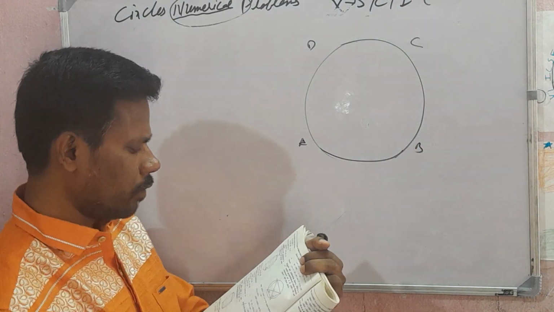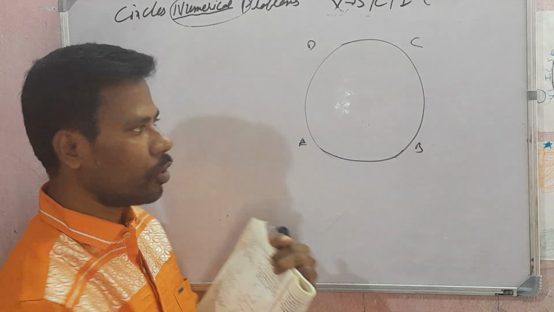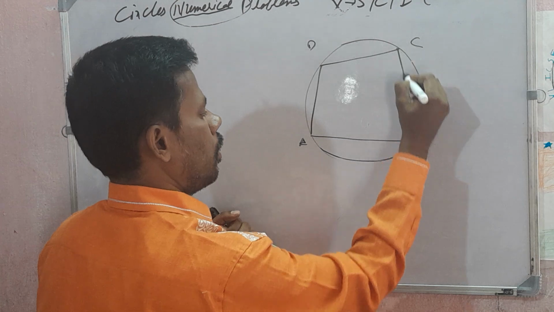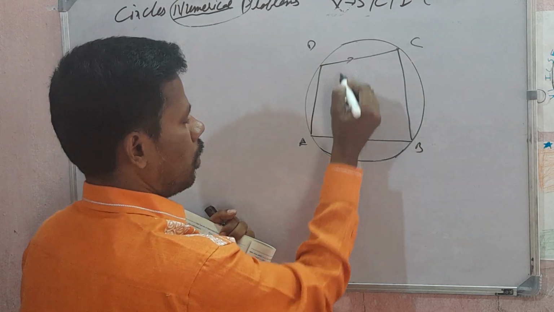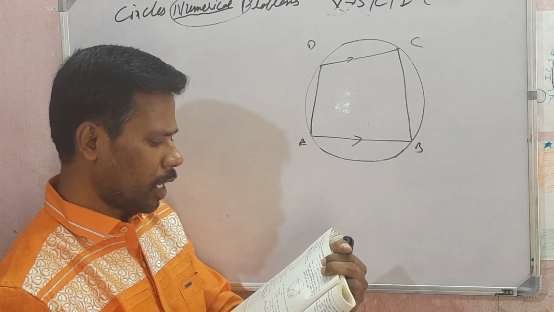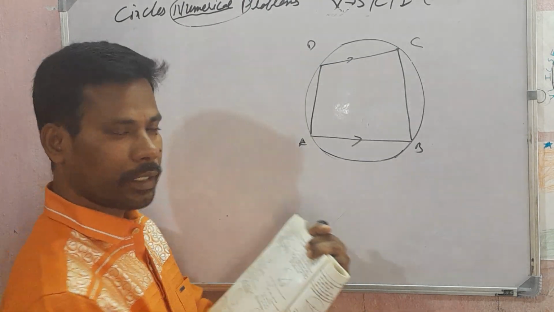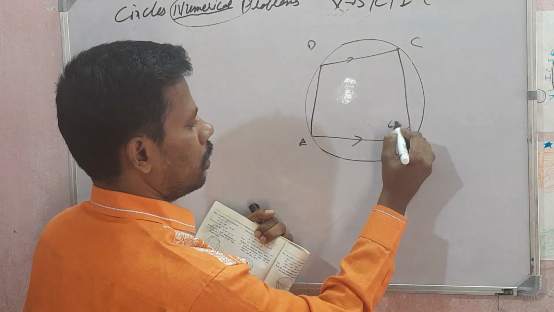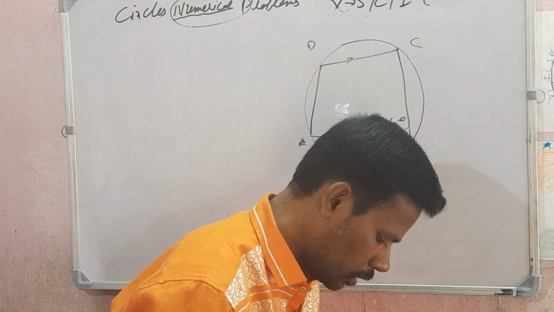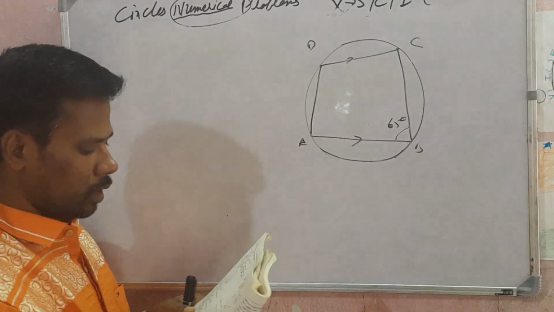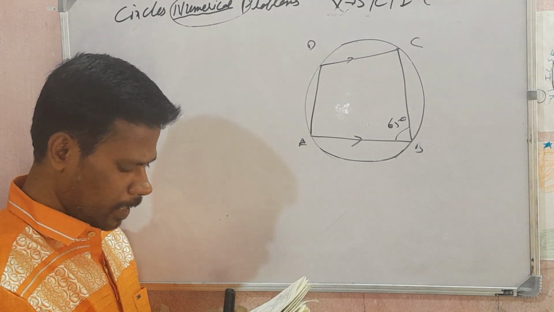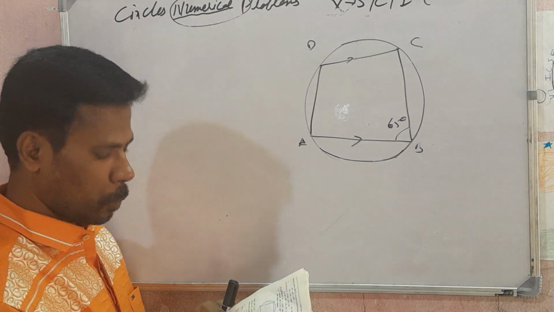ABCD is a cyclic quadrilateral in which AB is parallel to CD. One more condition he is giving: angle B is 65. So he is asking, find the other angles of the quadrilateral.